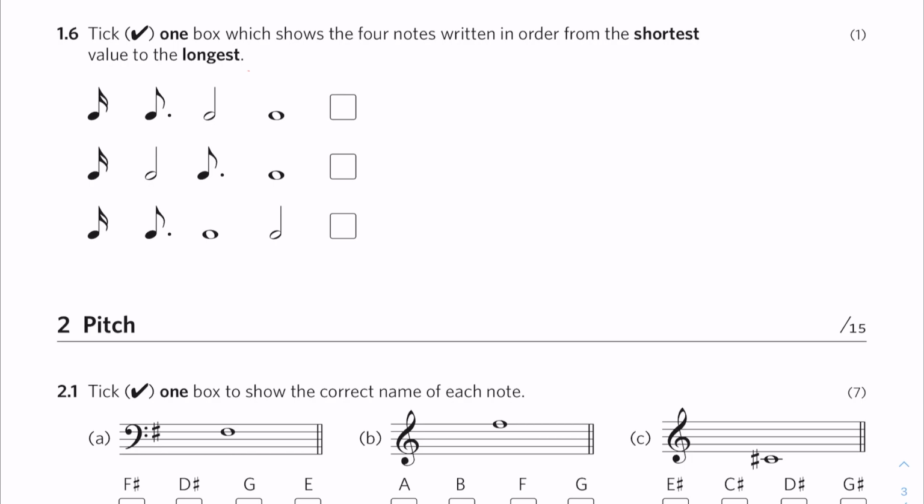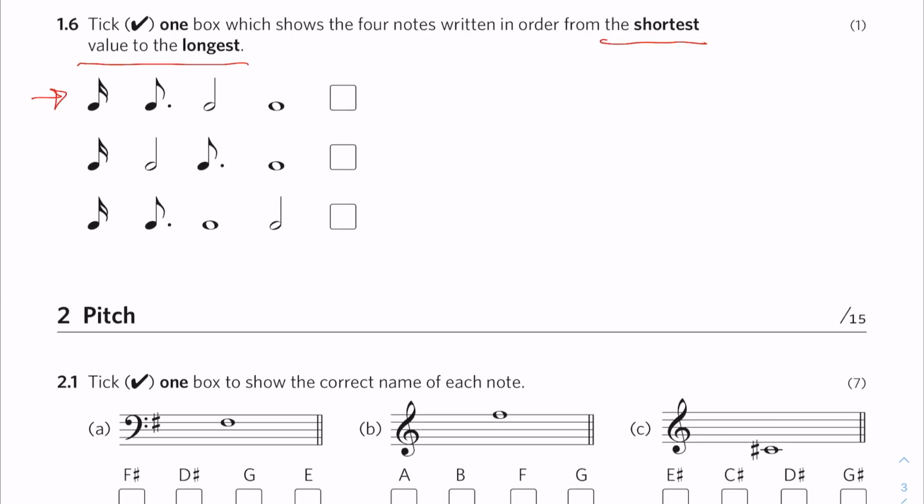Question 1.6. Tick one box which shows the 4 notes written in order from the shortest value to the longest. Let's take a look at the first one. We start with a semiquaver, which is a very small value, which is 0.25. Then we have a dotted quaver, which is obviously bigger than the semiquaver. Next, we have a minim, which is 2 beats, followed by a semibreve, which is 4 beats. So it looks like it's going from the shortest to the longest. So it's correct, but we need to check the other 2 as well.